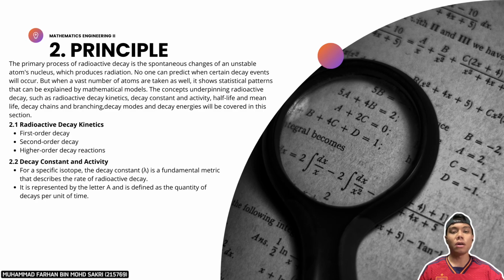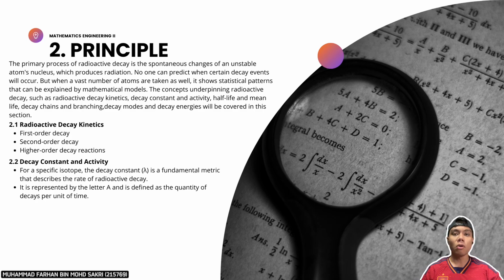Next, I will continue with the principle. The primary process of radioactive decay is the spontaneous change of an unstable atom nucleus which produces radiation. As a result of the probabilistic nature of this decay, no one can predict when a certain decay event will occur. However, when a vast number of atoms are taken, it shows statistical patterns that can be explained by mathematical models. The concepts, such as radioactive decay kinetics, decay constant and activity, half-life and mean-life, decay chains and branching, decay modes, and decay energy will be covered in this section.